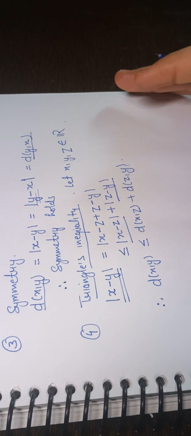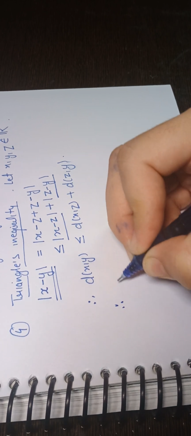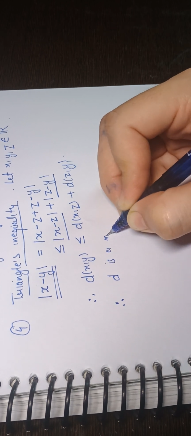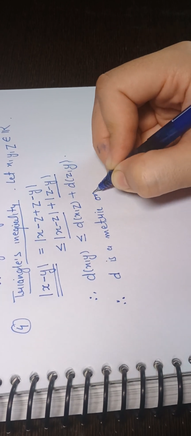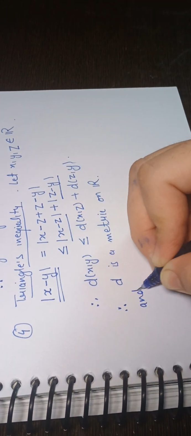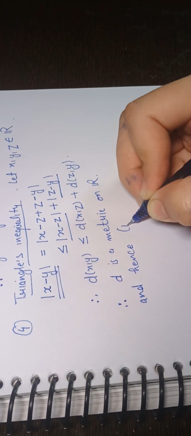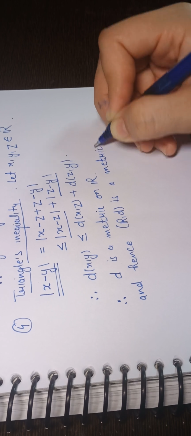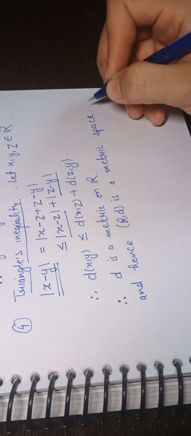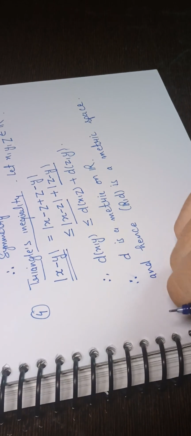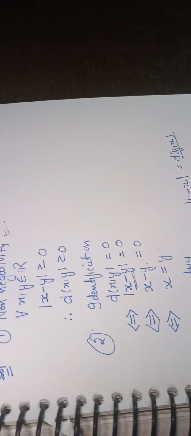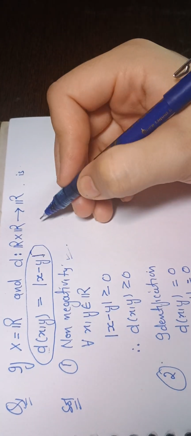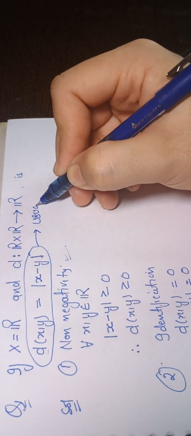So all four conditions are satisfied. Therefore, we can say that D is a metric on R, and hence R with D is a metric space. Also, this metric has a particular name. This metric is the usual metric on R.